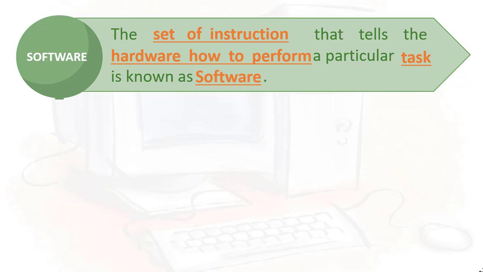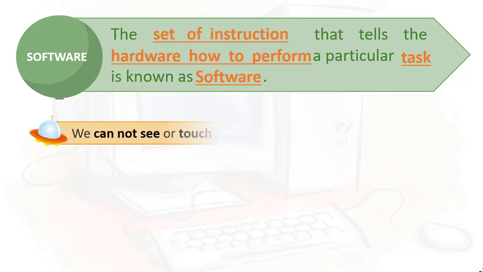Okay, how does the speaker know that it has to play this audio file? Yes, some kind of instruction is already fed into the computer system that tells the speakers that you have to play this song that is playing in the computer system right now. Okay, means the kind of instructions that tell the hardware what it has to perform, those instructions are known as software. Let's take some details regarding this software.